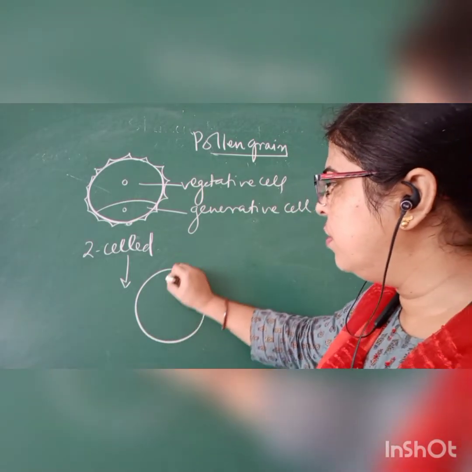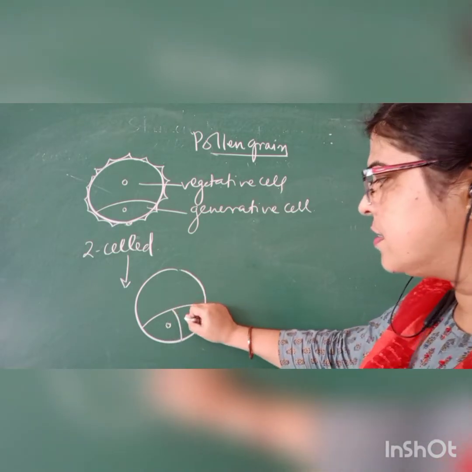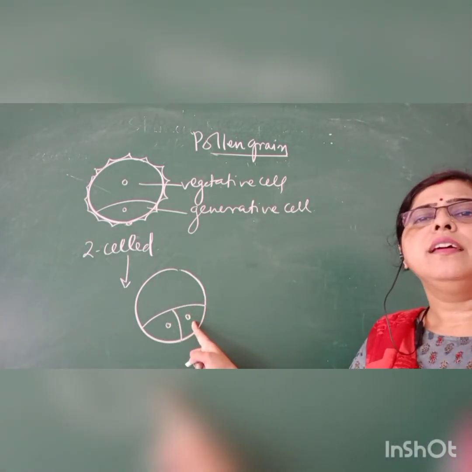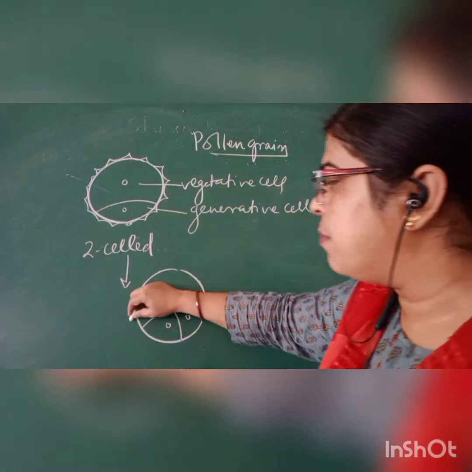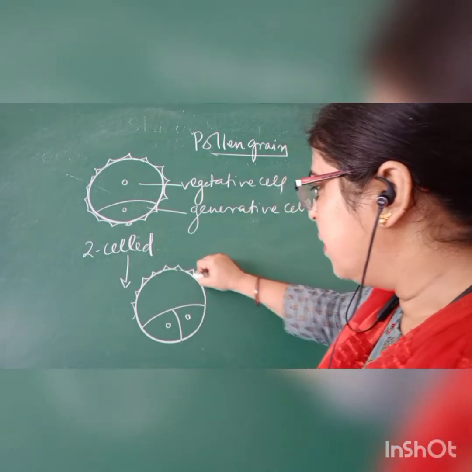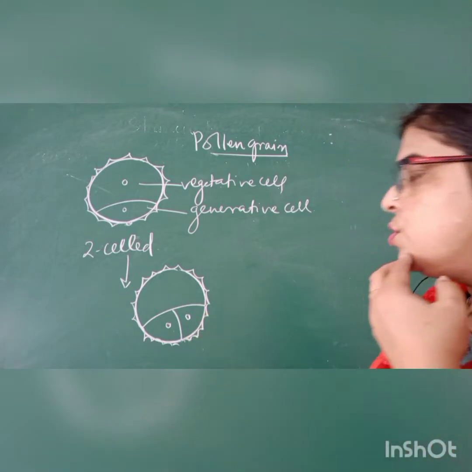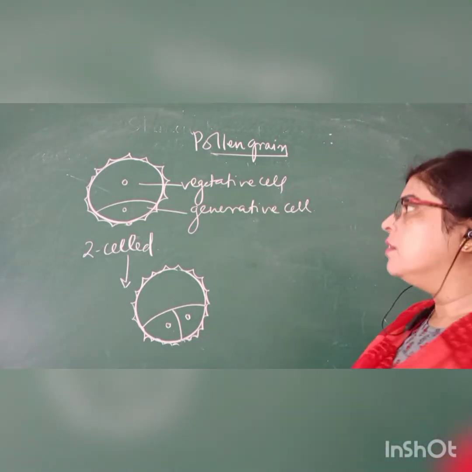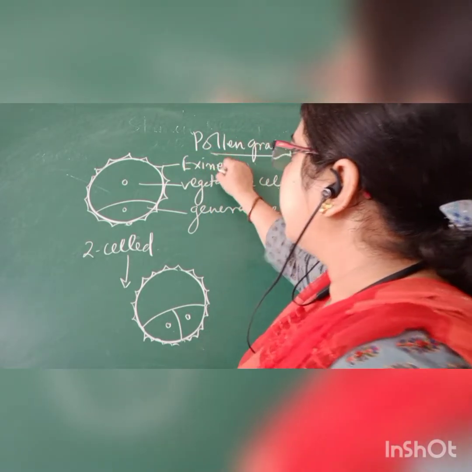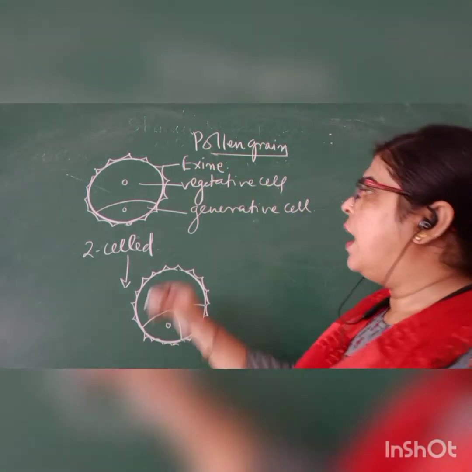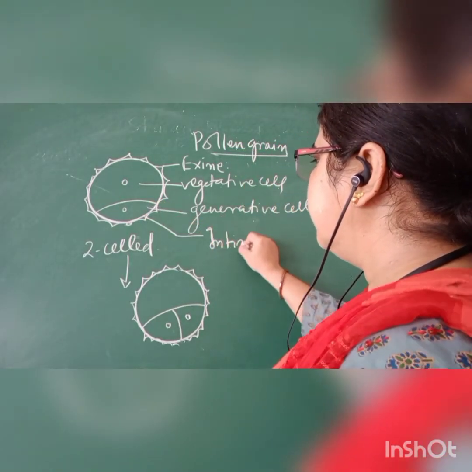You can see here, this particular vegetative cell remains as such, but the generative cell becomes 2 male gametes. Here, the formation of 2 male gametes happens. But it is very important to know that each and every pollen grain has 2 important layers. This outer layer is called what? Exine. And the innermost very smooth layer is called intine.